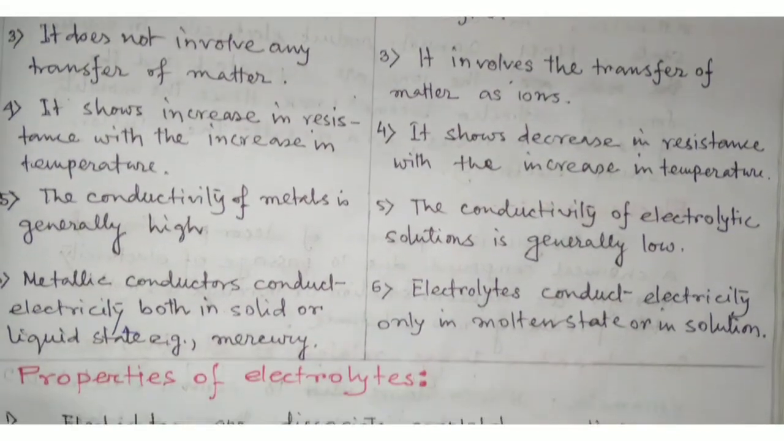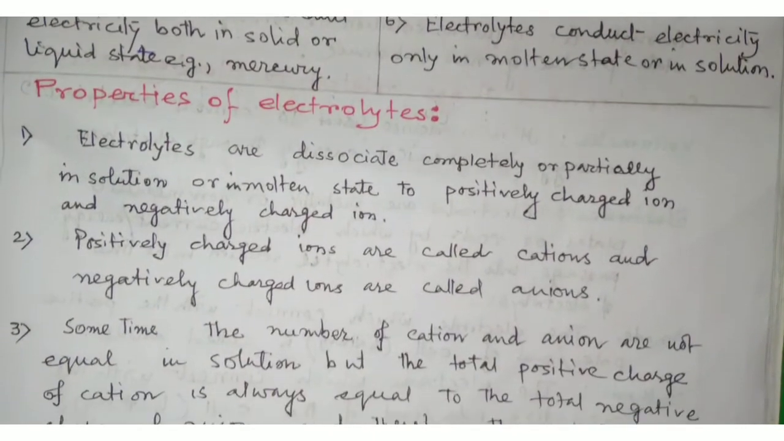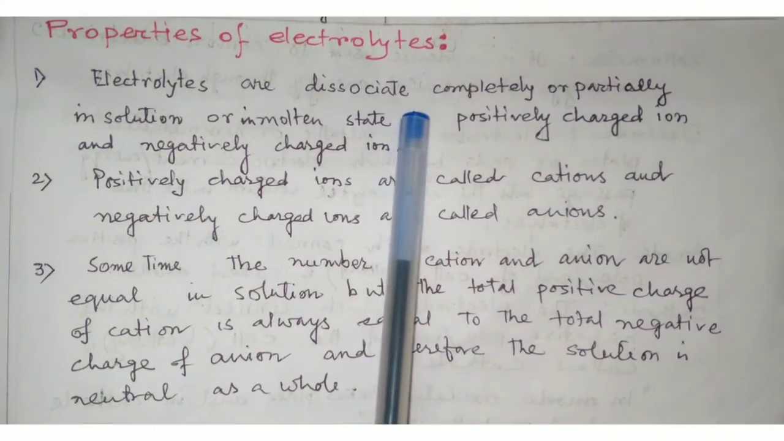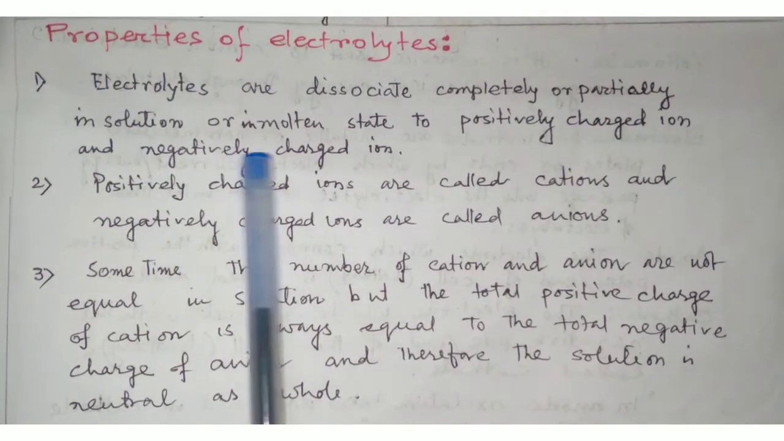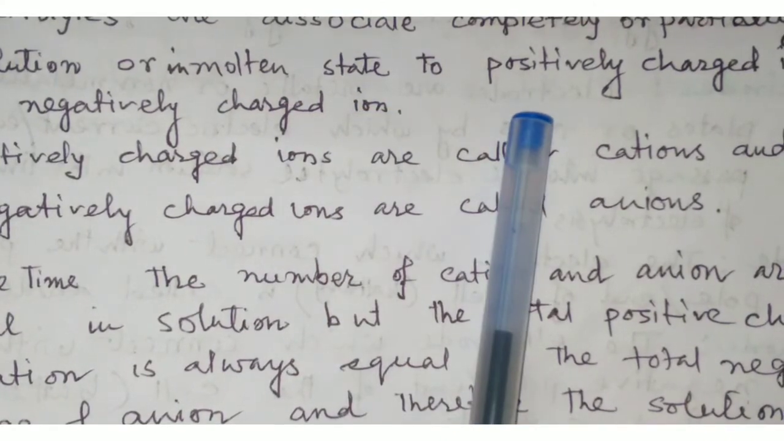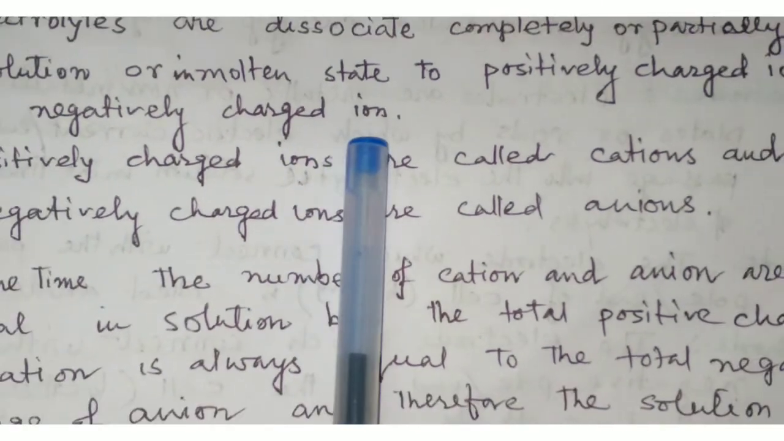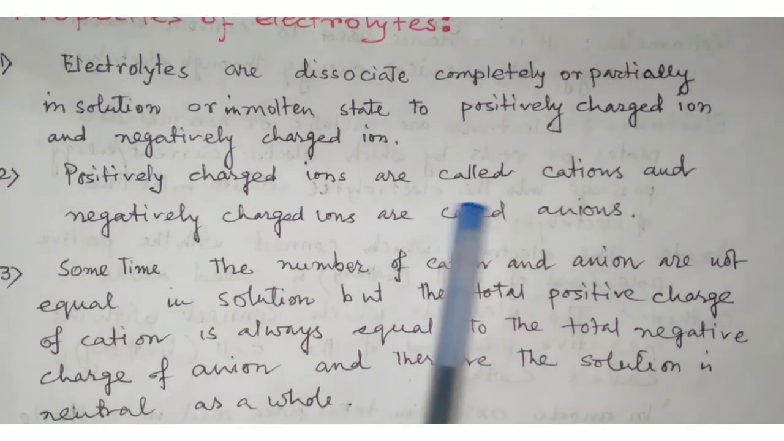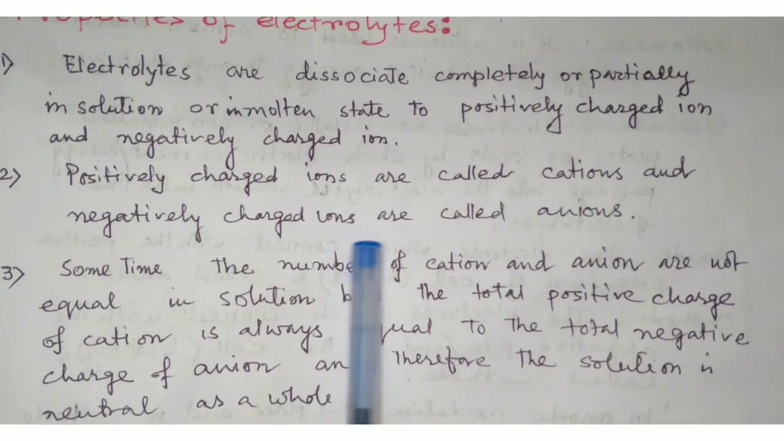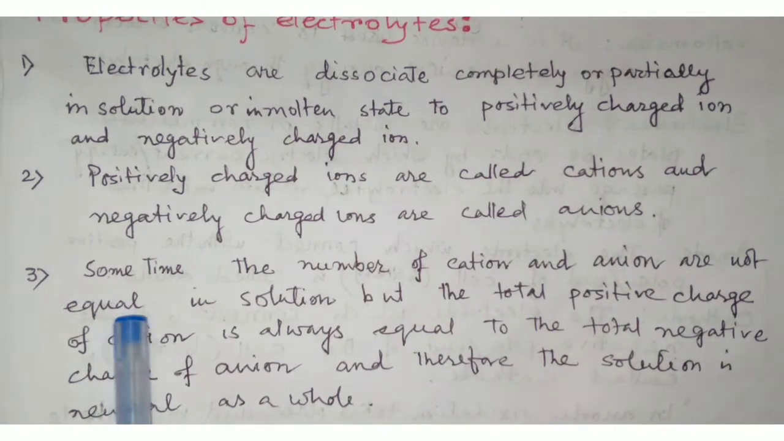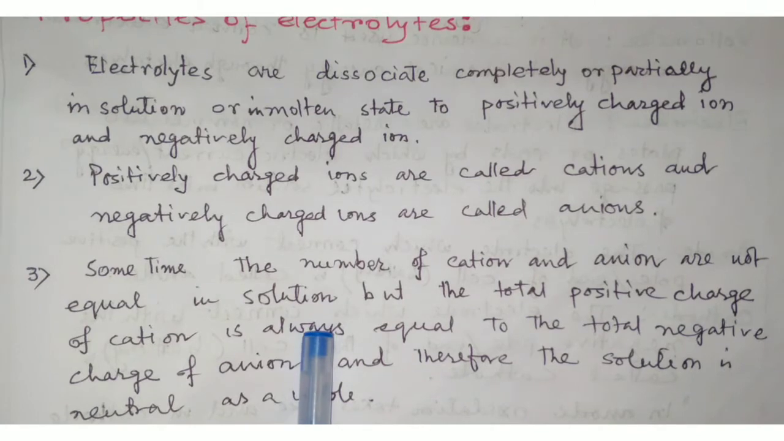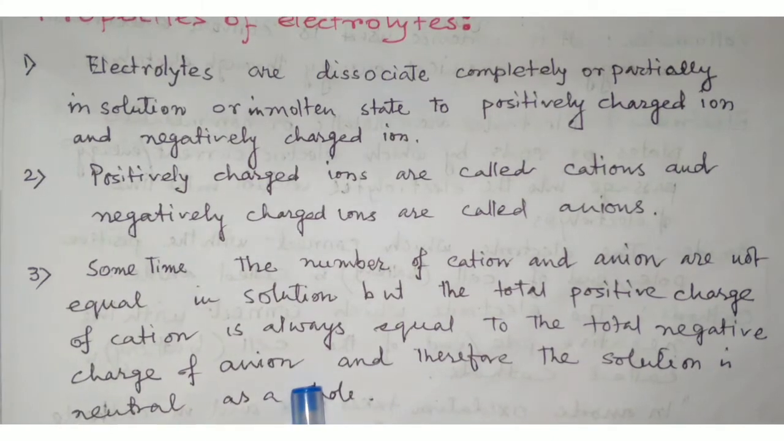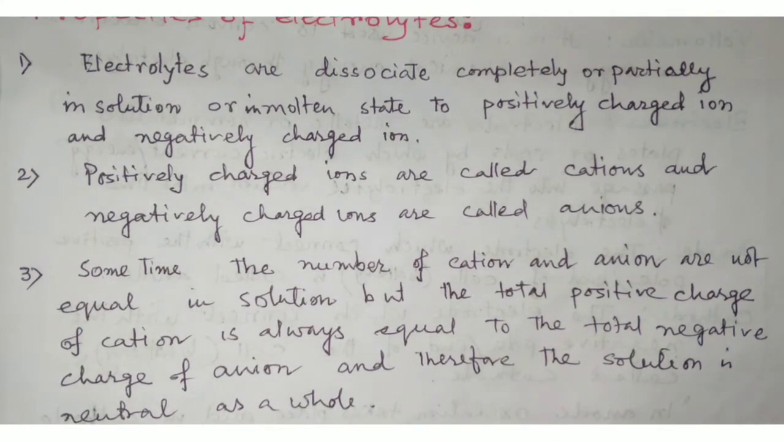Now we discuss the properties of electrolytes. The first property is that electrolytes dissociate completely or partially in solution or in the molten state into positively charged ions and negatively charged ions. Number two, positively charged ions are called cations and negatively charged ions are called anions. Sometimes the numbers of cations and anions are not equal in solution, but the total positive charge of the cations is always equal to the total negative charge of the anions, and therefore the solution is neutral as a whole.